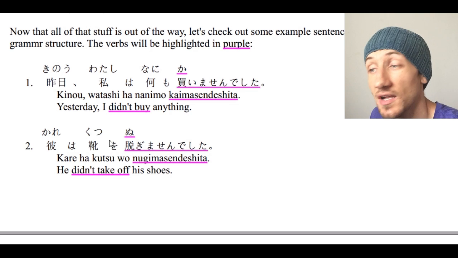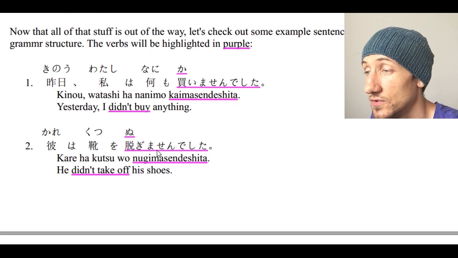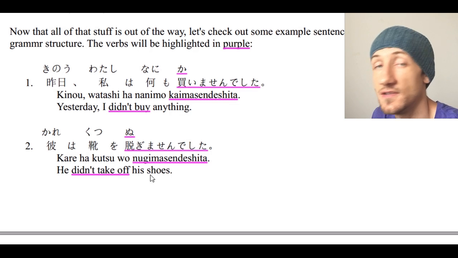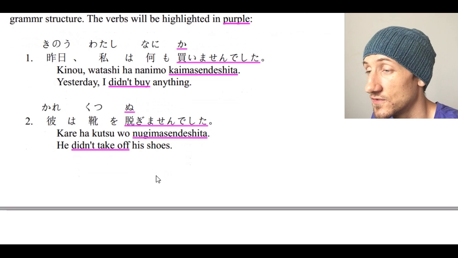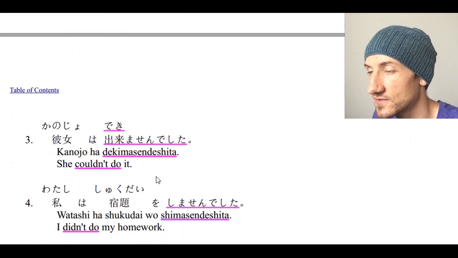And number two, 彼は靴を脱ぎませんでした。 He didn't take off his shoes. Remember, very important to do in Japan when you're entering someone's house.